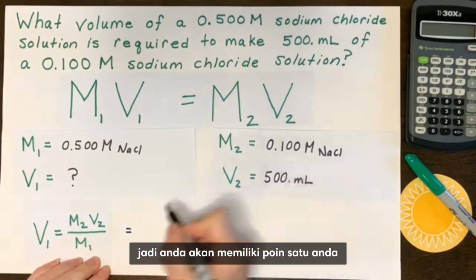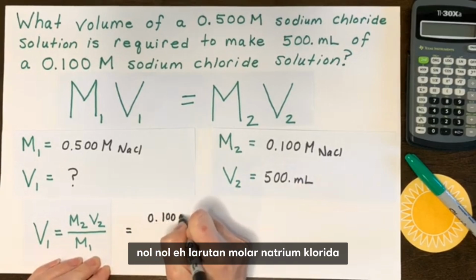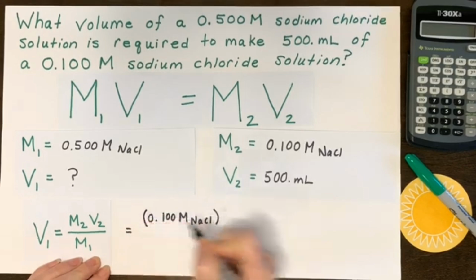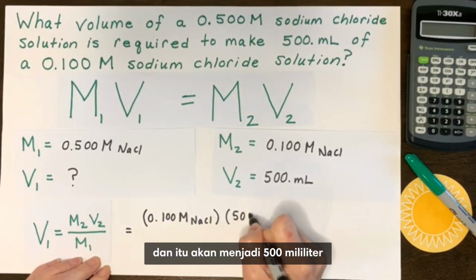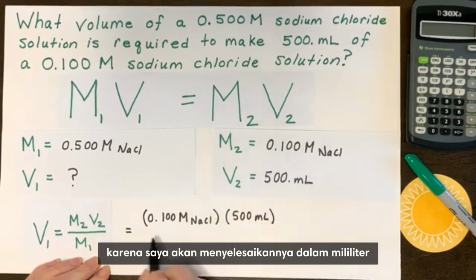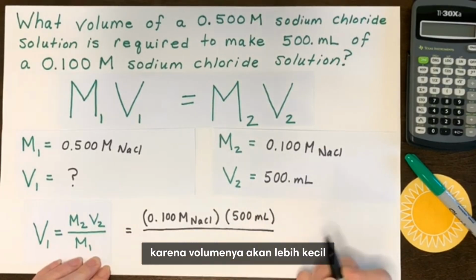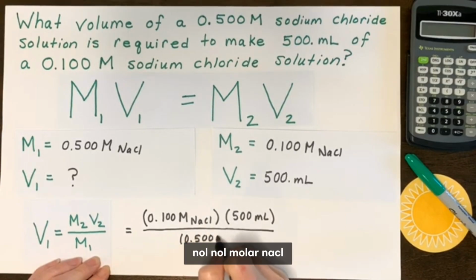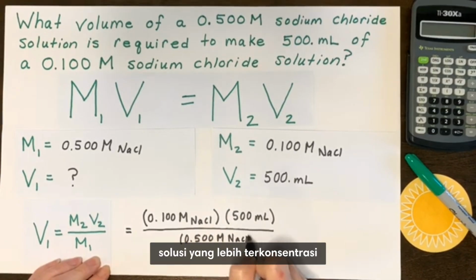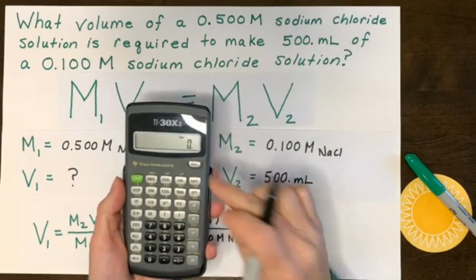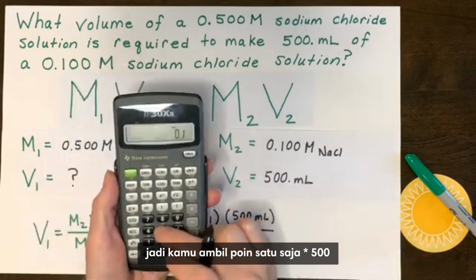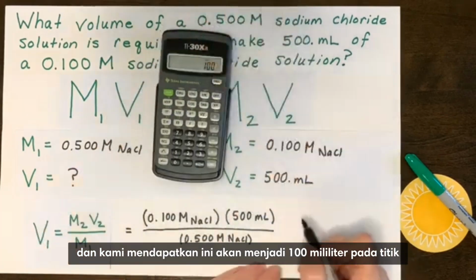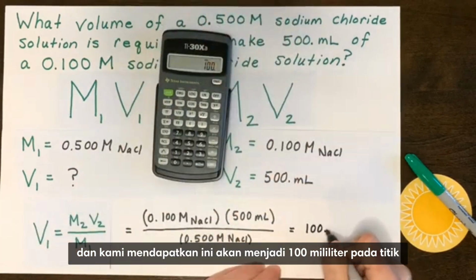So you're going to have your 0.100 molar solution of sodium chloride, and it's going to be 500 milliliters. I'm going to solve for it in milliliters because it will be a smaller volume. Then I just divide by the 0.500 molar NaCl, the more concentrated solution called the stock solution. So you just take 0.1 times 500 and divide it by 0.5. And we get 100 milliliters on the dot.